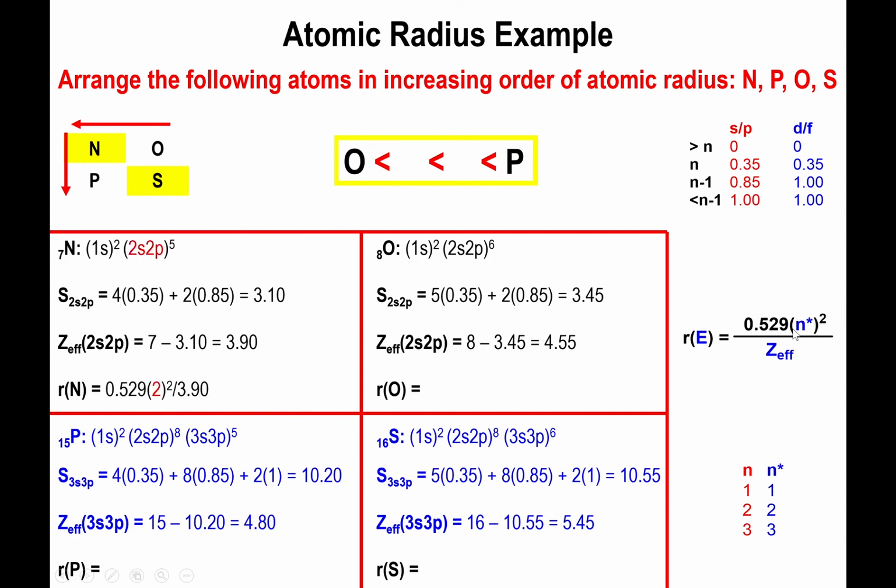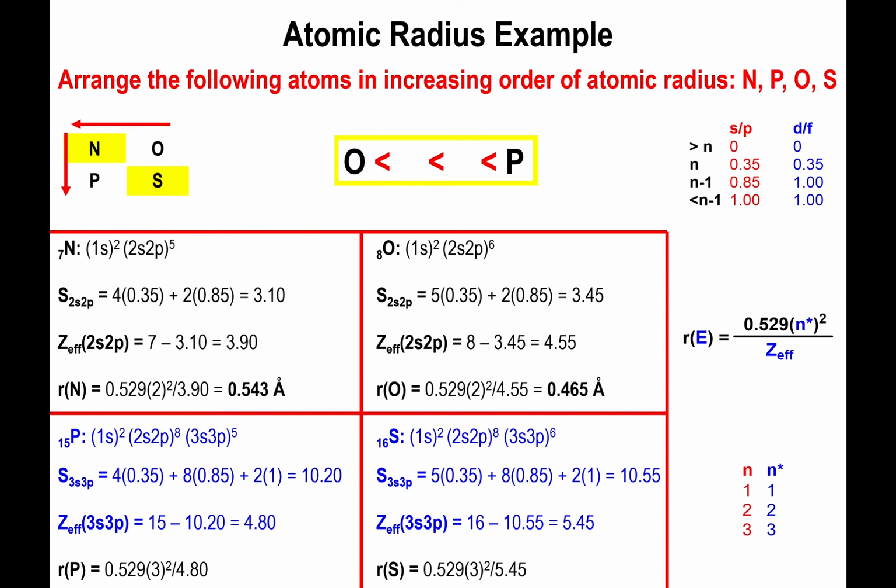0.529 times 2 squared divided by the effective nuclear charge. For nitrogen, that's 3.90. For oxygen, that's 4.55. Now for phosphorus and sulfur, the principal quantum number of the valence electrons is 3, so we need to square 3, and we divide it by the effective nuclear charge of 4.80 for phosphorus and 5.45 for sulfur. Okay, now we carry on the calculations, and we find out that for nitrogen, the value is 0.543 angstroms. By the way, when you do these calculations, the values you're going to get will always be in angstroms, which, if you need a reminder, is 10 to the 10 angstroms in 1 meter.